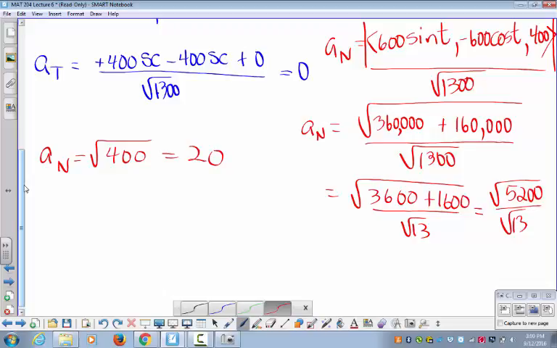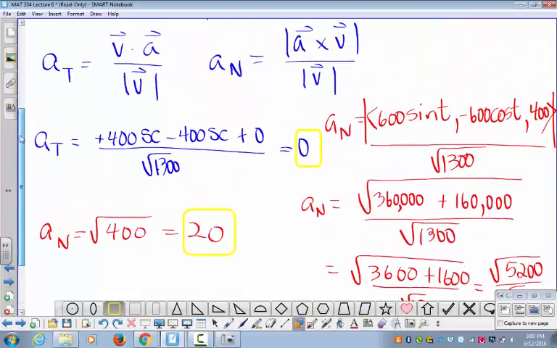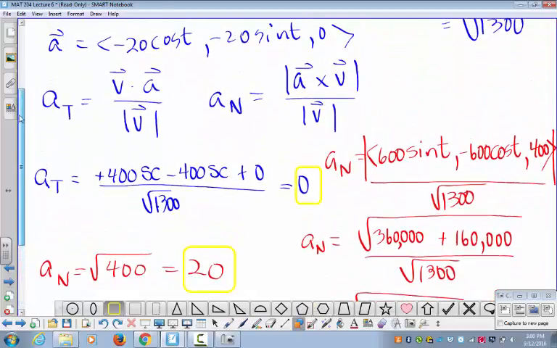All right. So there is our component in the tangential and the component in the non-tangential form.